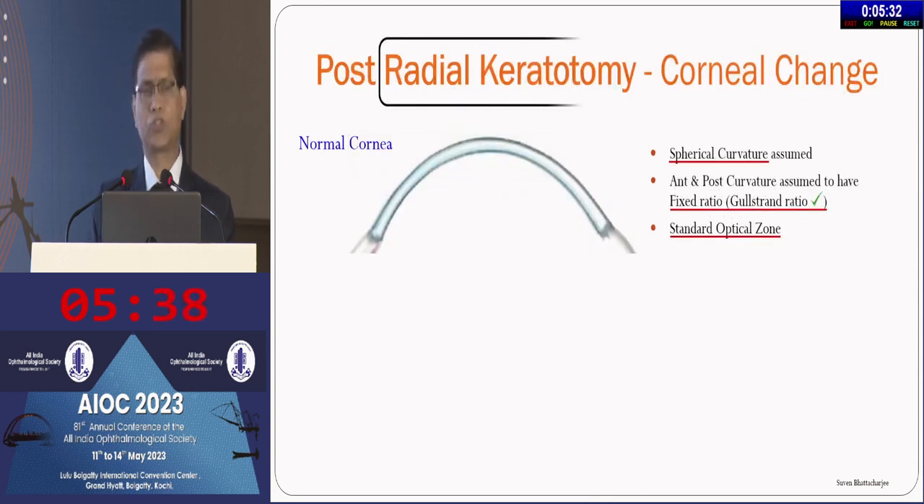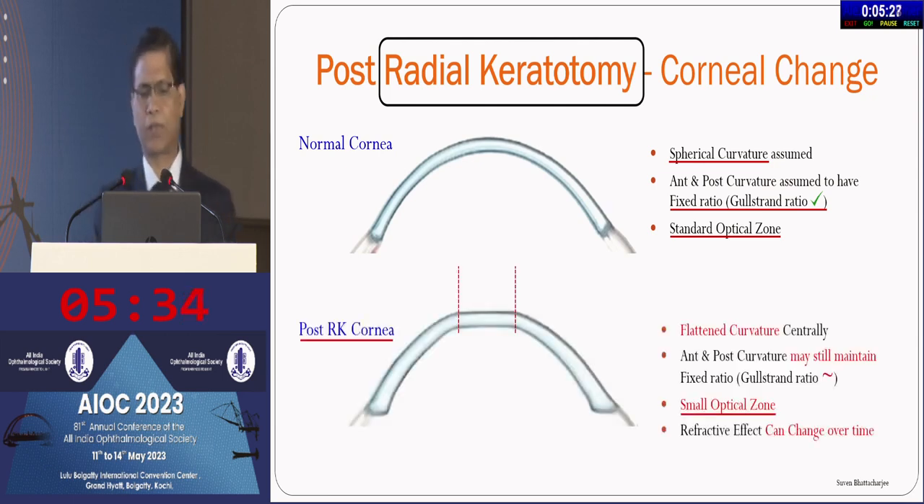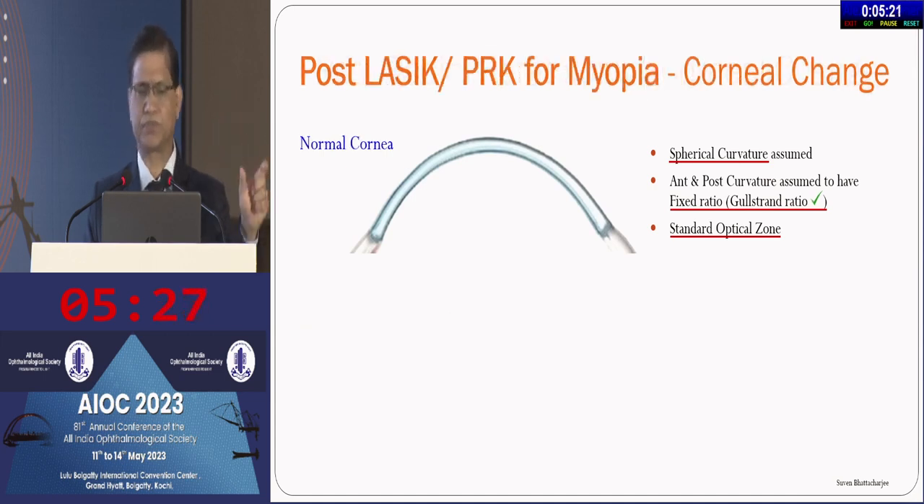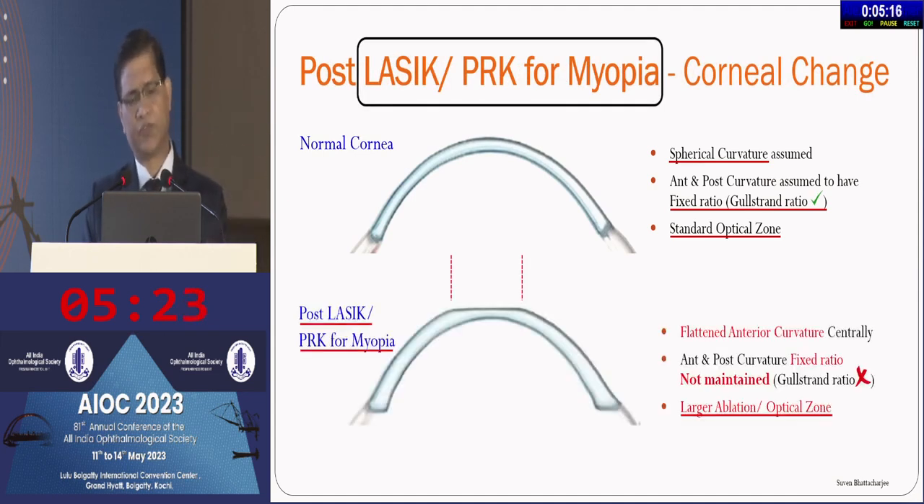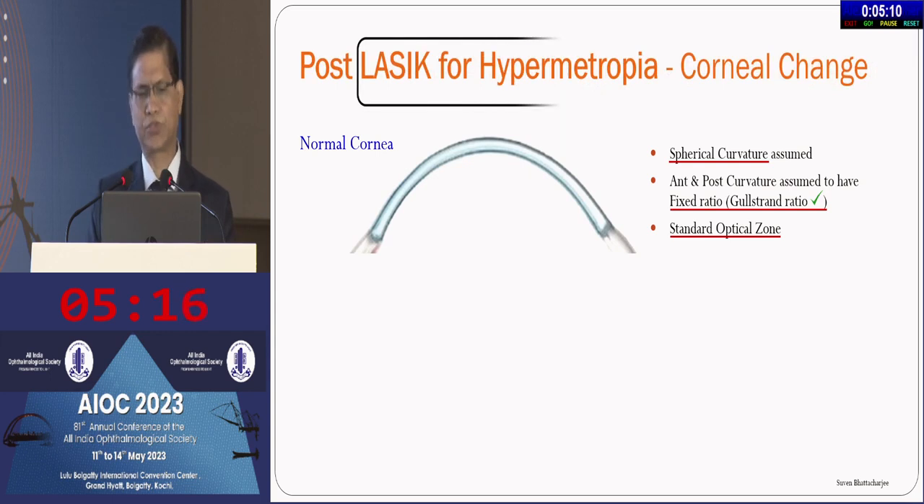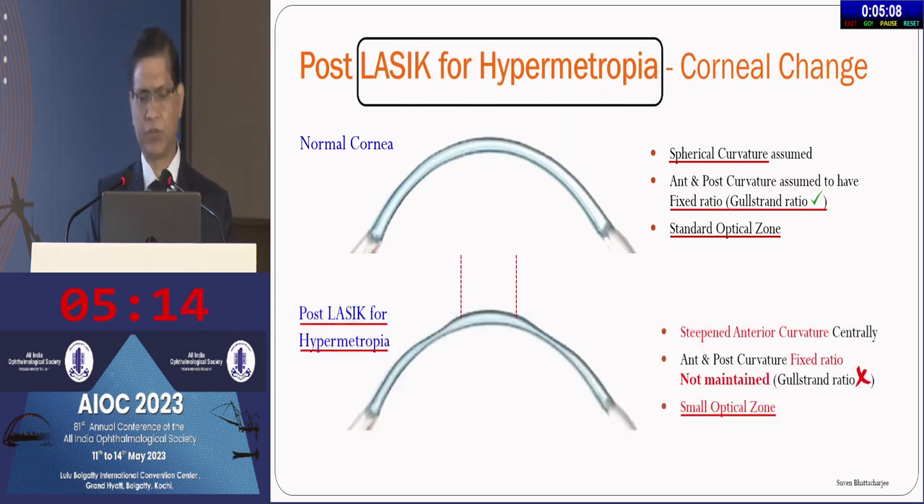So if you look at post-RK corneal changes, what has happened is the central cornea is flattened, but it's a smaller area than the area that automated keratometry would measure. In post-LASIK or PRK myopia, the changes are very different. It's a larger area which is flattened, which is off again from what we'll be measuring. So it depends upon the ablation zone. In hypermetropia, it's again very much like RK, and here again the anterior-posterior curvature ratio is altered.